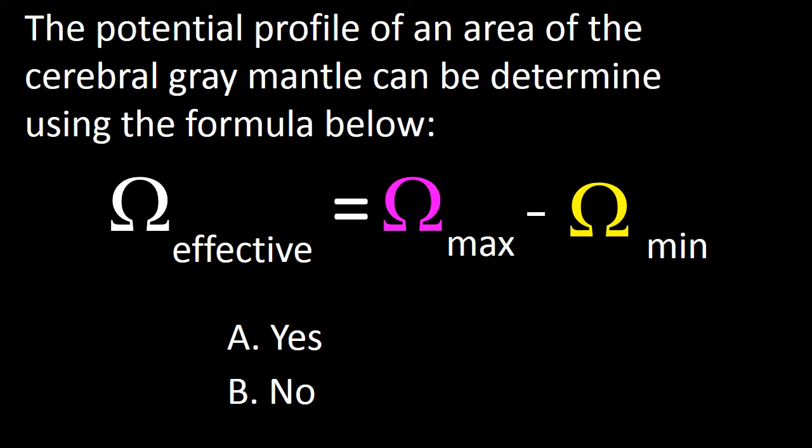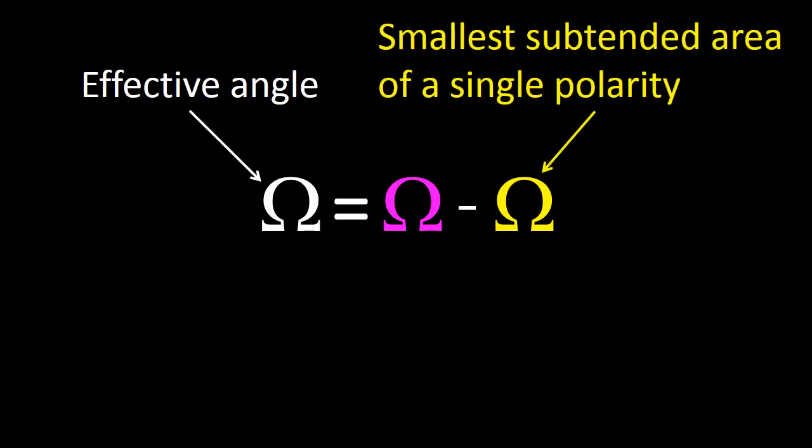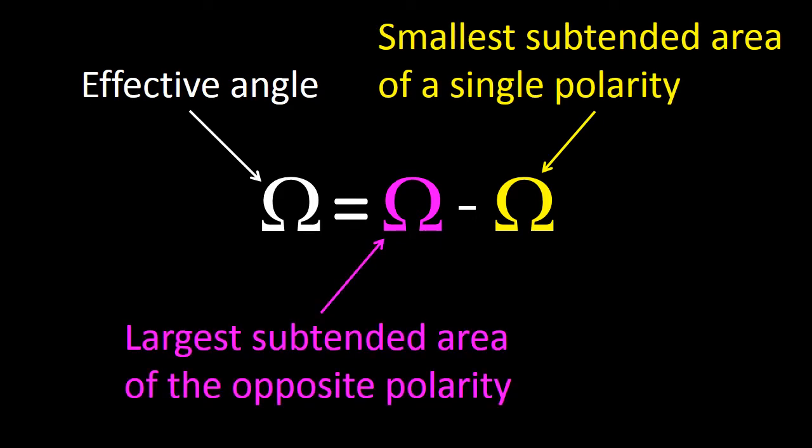Next question. The potential profile of an area of the cerebral gray mantle can be determined using the formula below. A yes, B no. I have simplified the formula in this frame to make it easy to explain. The magnitude of the effective angle, that is the angle that is registered by an electrode, which is not always the same as the angle seen by the electrode, is calculated by subtracting the degree of the angle with the least value of one polarity from the degree of the angle with the highest value of the opposite polarity.